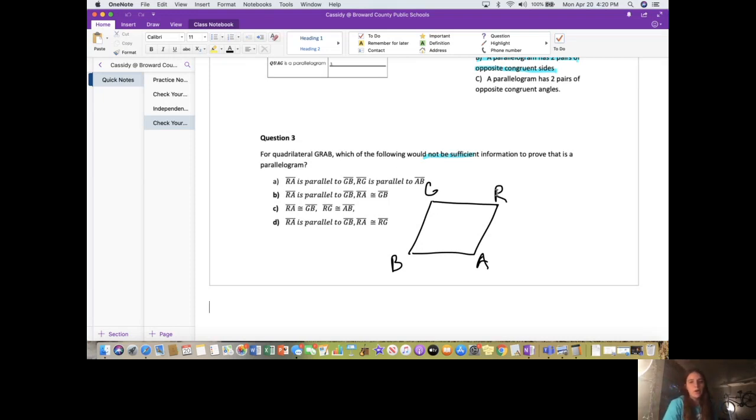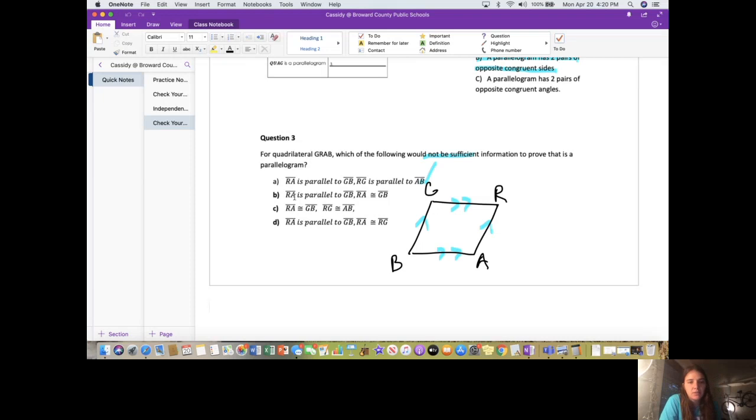So if RA was parallel to GB, and RG is parallel to AB. All right, this is saying opposite sides are parallel. A parallelogram, by definition, is when opposite sides are parallel. So I would hang on to that one.